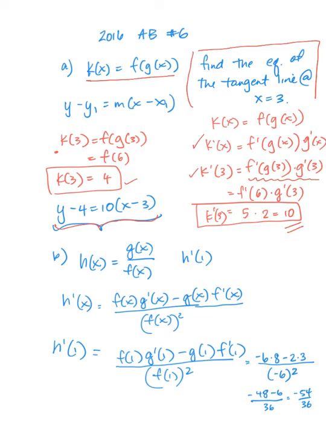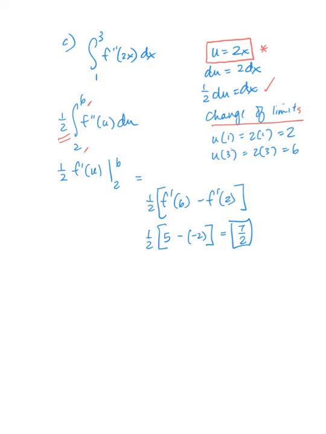No need to simplify. In part B, we have a quotient. First thing I'm going to do is find the derivative using the quotient rule. I'm going to plug in 1 in all those places, simplify it and clean it up. Again, you can leave it unsimplified. My final answer, -54 over 36.